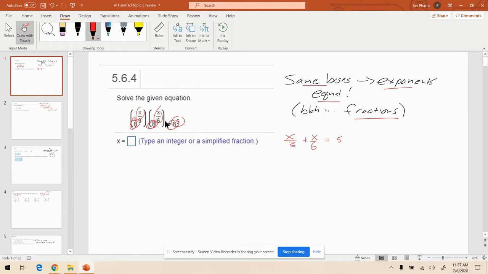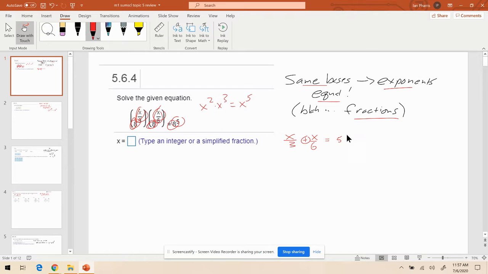Because when you're multiplying the same bases, like if I said x squared times x cubed, I don't multiply 2 by 3. If I have like bases, I add the exponents. This would be x to the 5th. So that's why I'm adding these two exponents right here.